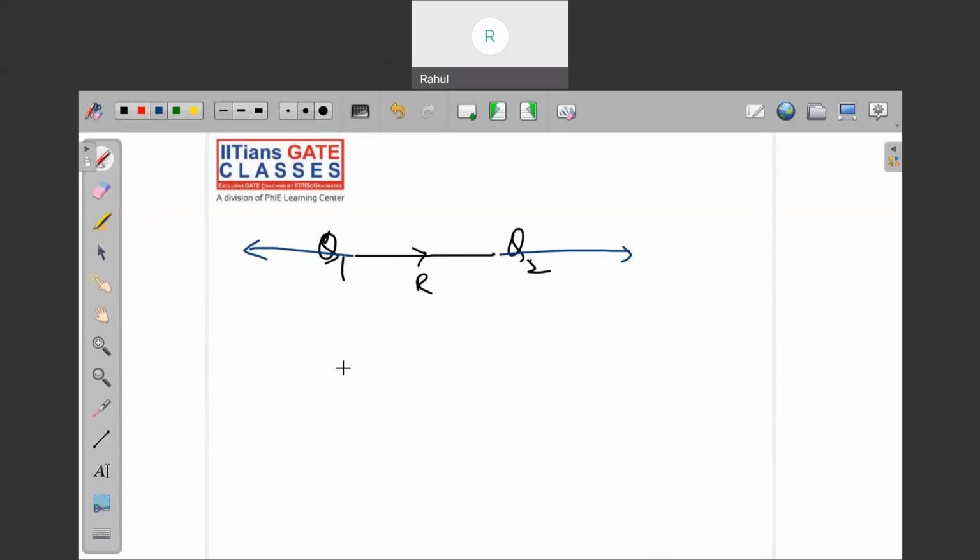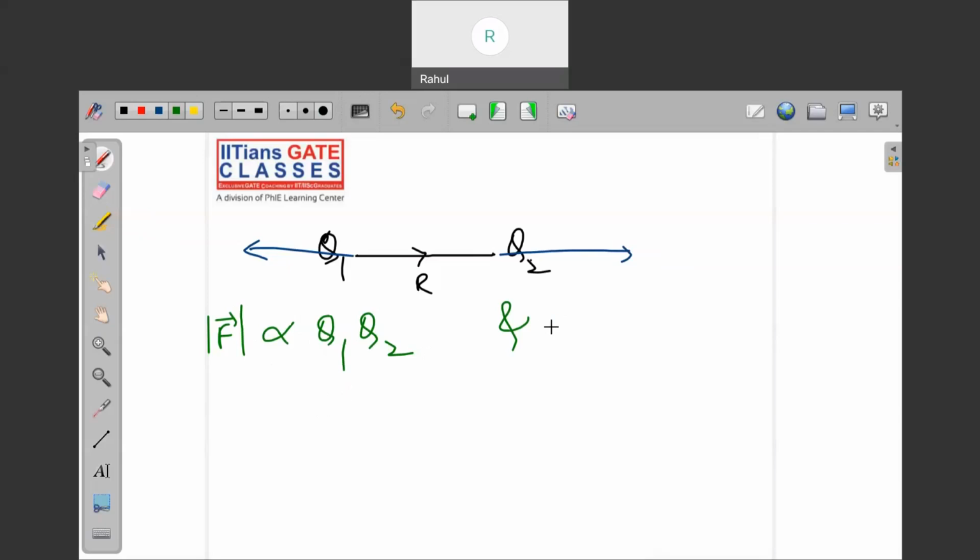What Coulomb observed here is that whenever he put two charges near each other at a certain distance, the magnitude of the force between the two charges is proportional to the magnitude of the charge q1 and the magnitude of the charge q2. And he also observed something else: if these two charges are kept far apart, the force is going to be less.